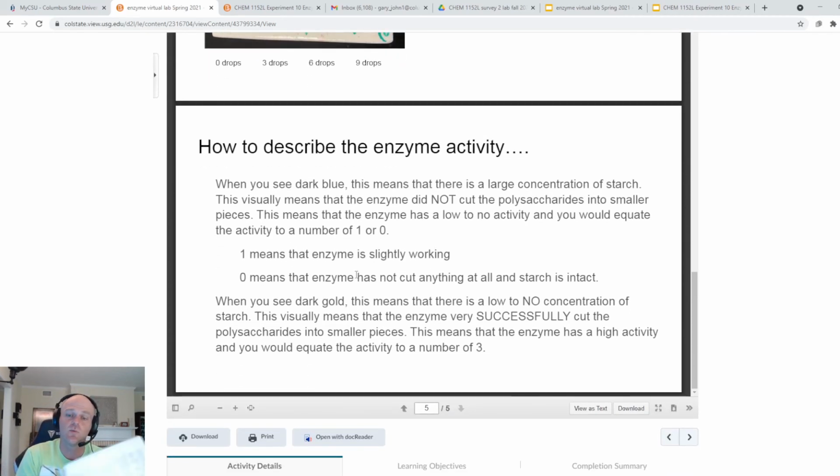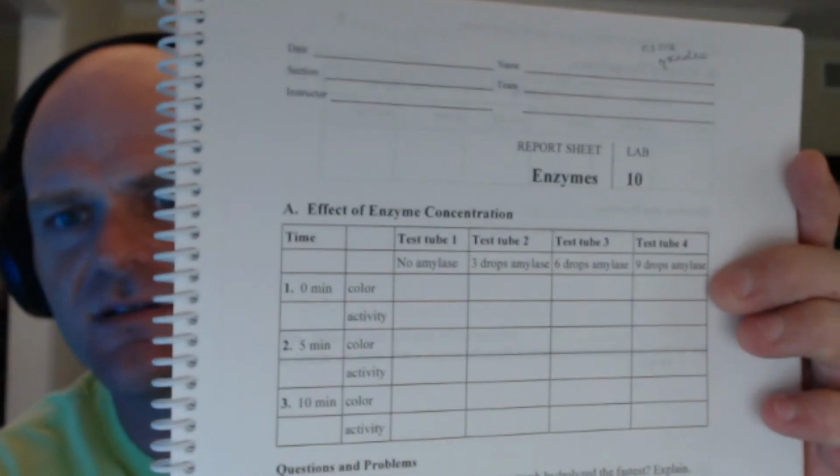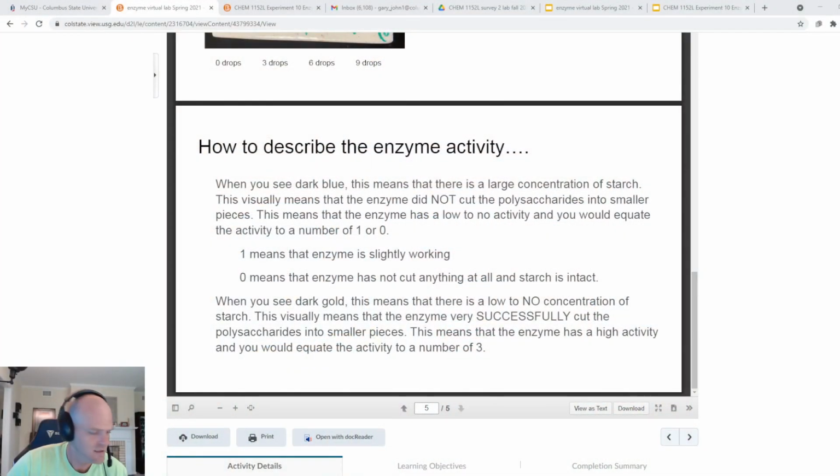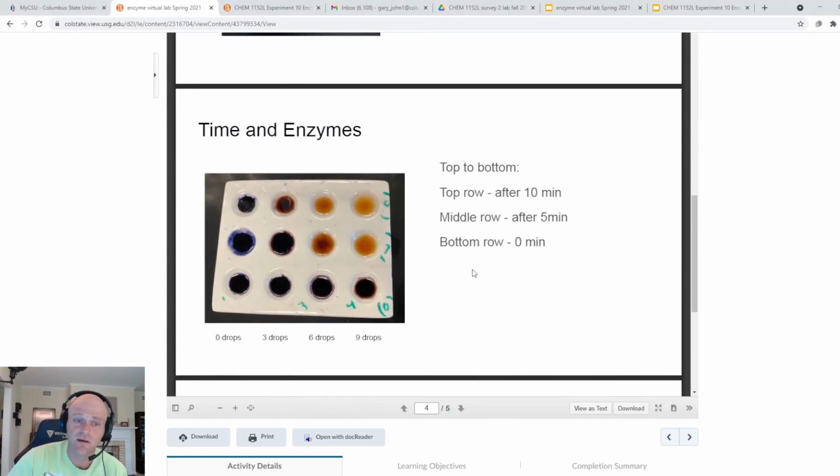But the first page you ought to probably read is this one because it tells you what to look for when you see the color changes. Remember, we're studying amylase and its ability to break down starches, just like it would in the mouth. So you'll use these images to answer your report sheet starting on page 111. Starting here, Enzymes, Lab 10, page 111, you should be able to do the time. This is the time, and you'll notice that it has all the colors there. The questions you shouldn't have any problems with.